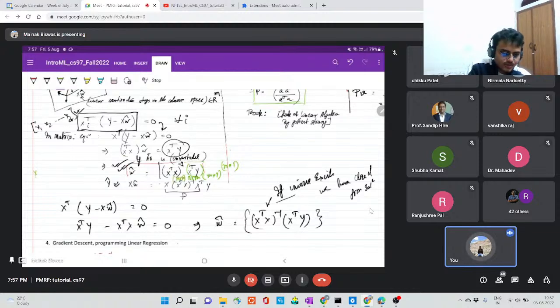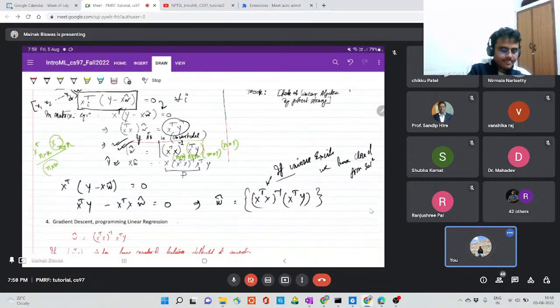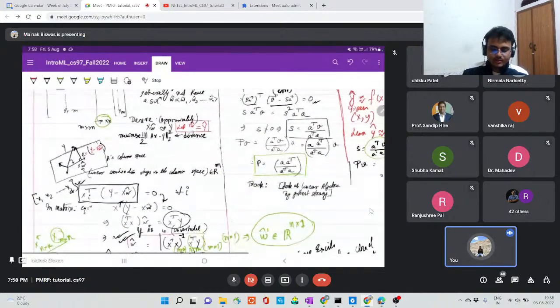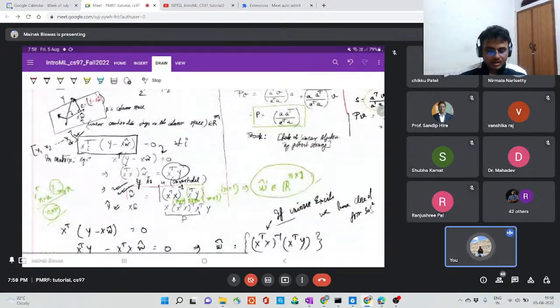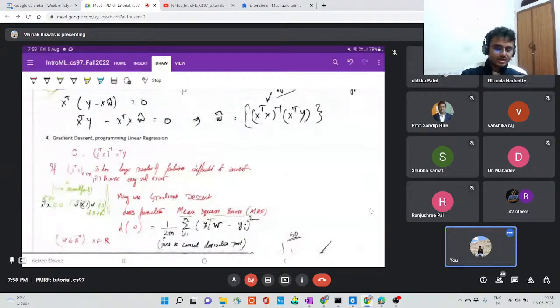So clearly you see x transpose is n cross m and x is m cross n. So I have written it here, m cross n is x. So this product is n cross n. So n cross n into n cross 1, so that is w hat, of the order of n cross 1. So that's what we wanted. We wanted n features. So we have the solution for n cross 1 dimensions. So this is a closed form solution of this.